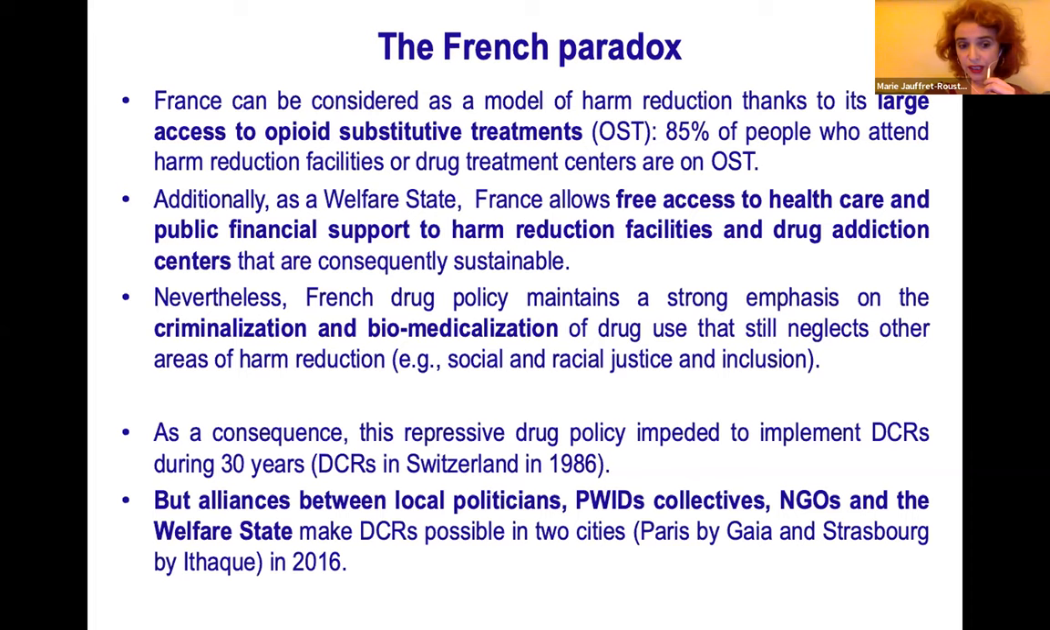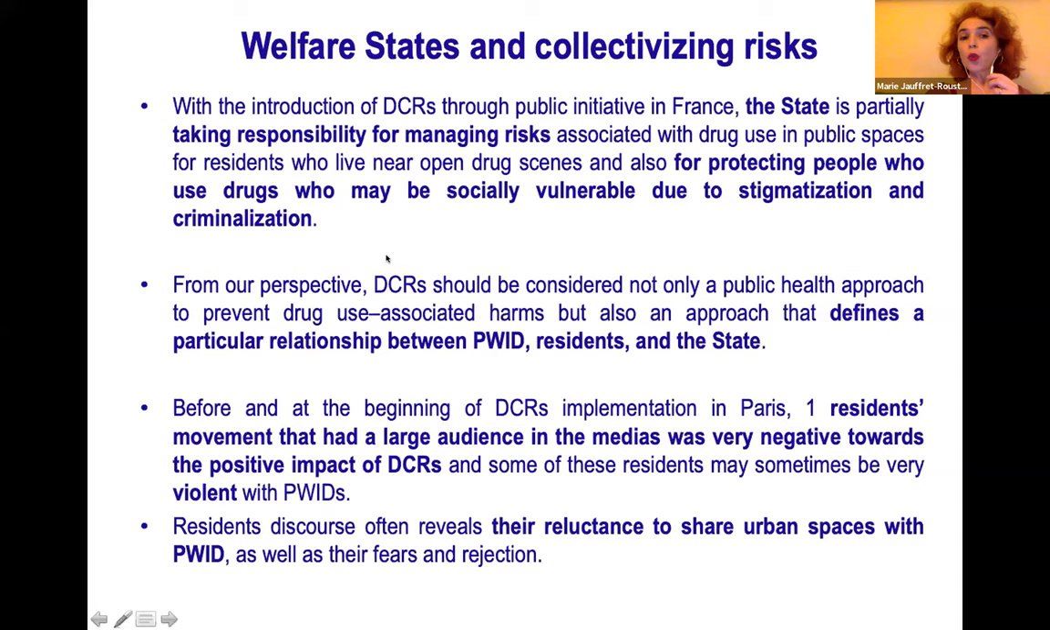But in 2016, alliances between local politicians, people who inject drugs, collectives, NGOs, and the French welfare state made drug consumption rooms possible in two cities. One was implemented in Paris by Gaia NGO, and another in Strasbourg by ITAC in 2016. With the introduction of drug consumption rooms through public initiative in France, the state is partially taking responsibility for managing risk associated with drug use in public spaces for residents who live near open drug scenes. But the French state is also partially taking responsibility for protecting people who use drugs who may be socially vulnerable due to stigmatization and criminalization.